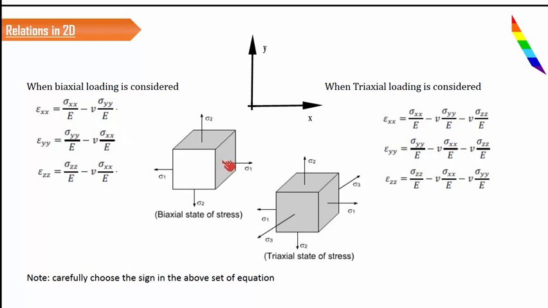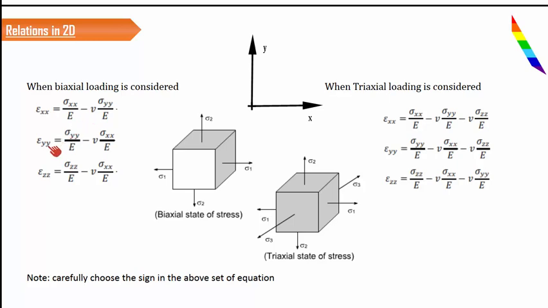So when you apply load in the x direction, it was supposed to elongate sigma x by E. But when we apply a load in the y direction also, along with the x direction, it will not permit the strain to go up to sigma x by E, and it will reduce that strain by mu into sigma y by E, and the net strain in the x direction is going to be sigma x by E minus mu into sigma y by E. And this minus indicates the reduction happening.